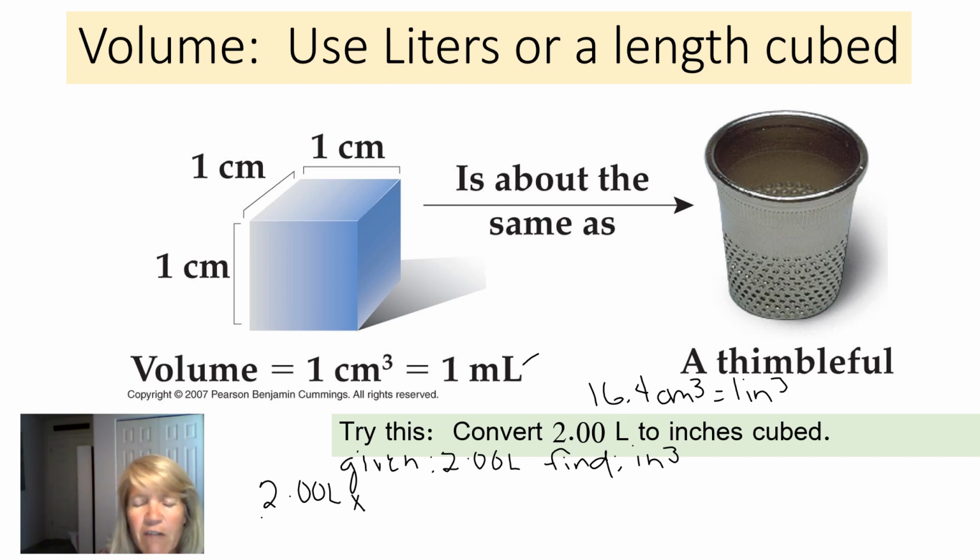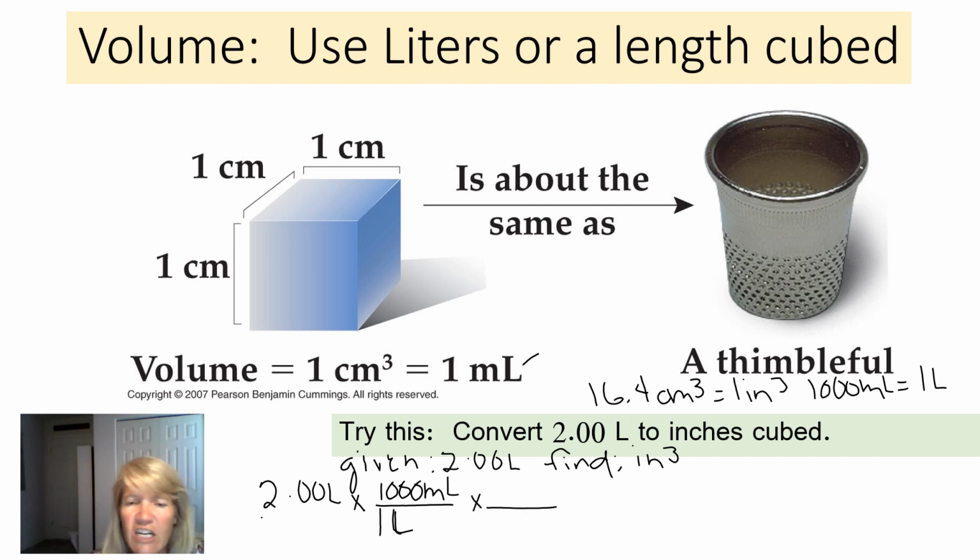And so you've got to recognize from the metric table that 1,000 milliliters equals 1 liter. Or the table would probably say 0.001 liters equals a milliliter. They're the same thing. So we want the 1 liter on the bottom: 1 liter, 1,000 milliliters. And then we could change that to centimeters cubed, since 1 milliliter equals 1 centimeter cubed. And then finally apply this conversion, that 16.4 centimeters cubed equals 1 inch cubed.